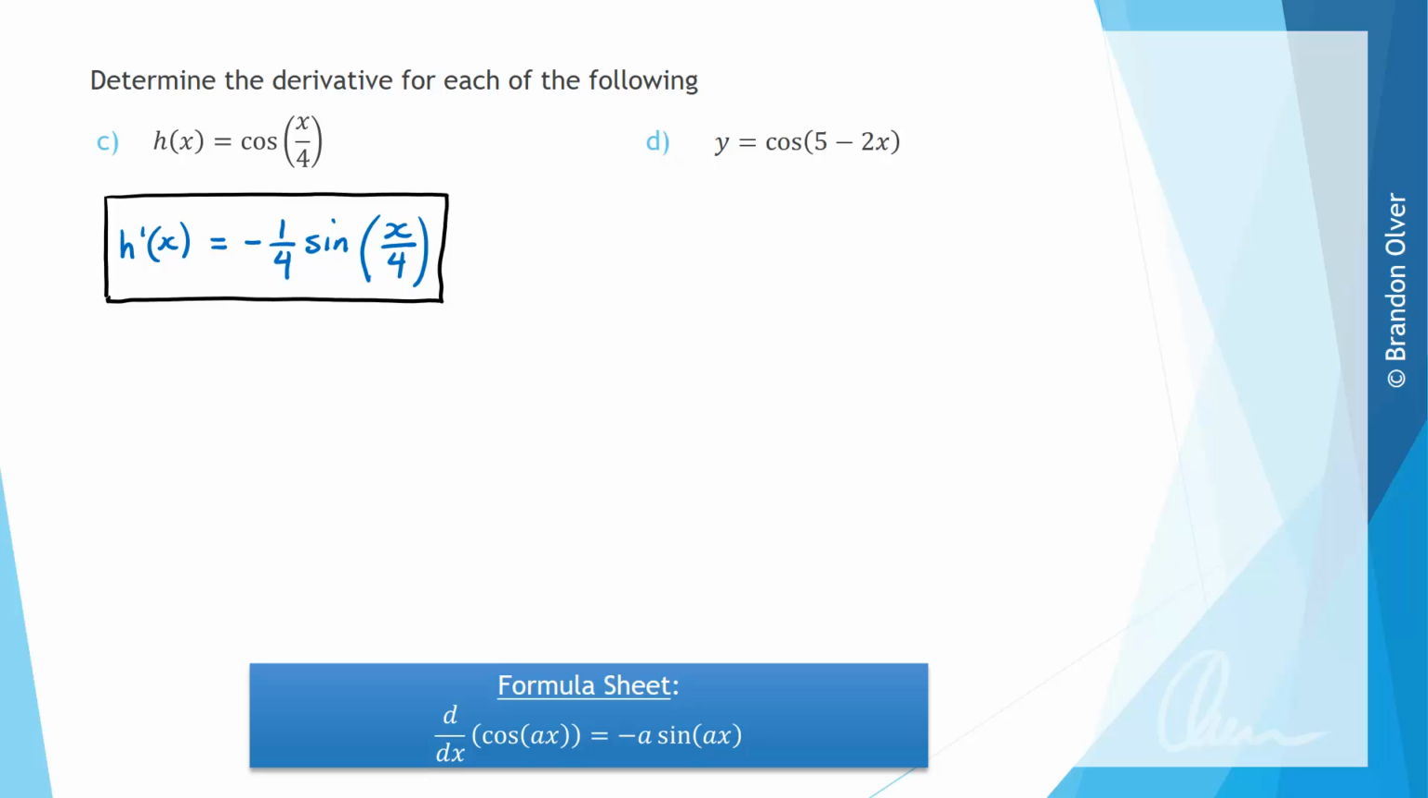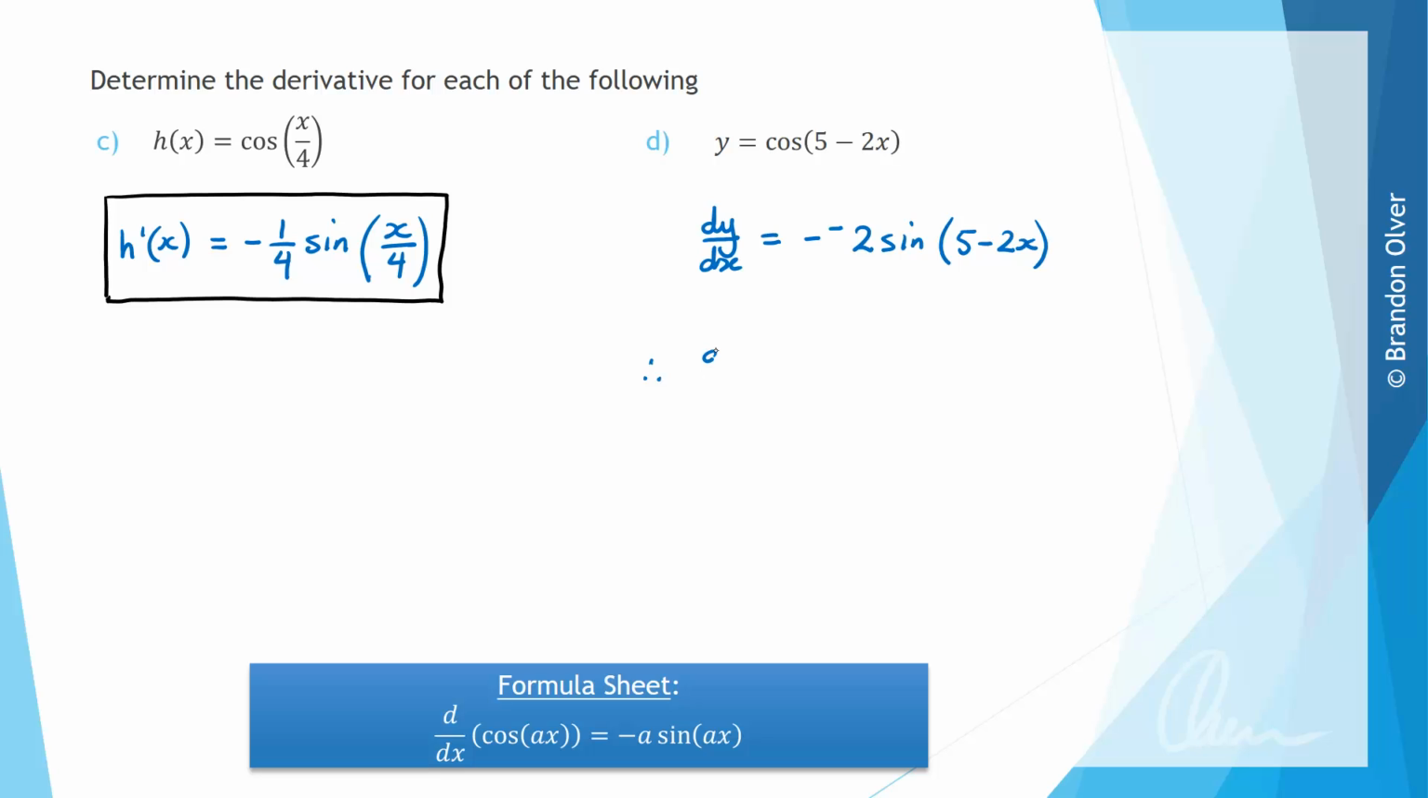For D, we can apply the same formula because the part inside the cosine function is linear. So that means that the derivative, represented by dy dx for this question, is going to equal, and as part of the formula we have a negative symbol, and then the a value of this, which is the coefficient of x, is negative 2, so we're going to have negative 2 times sine of the 5 subtract 2x linear term.